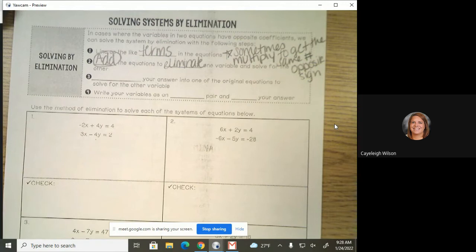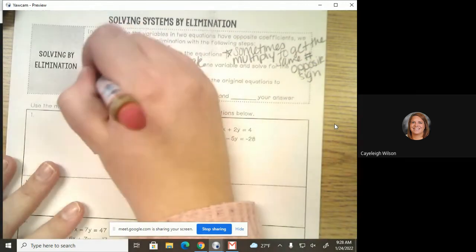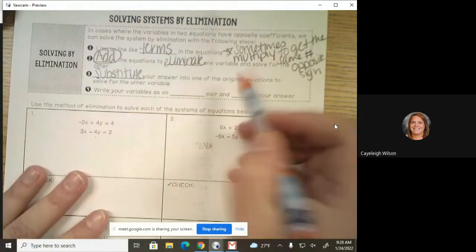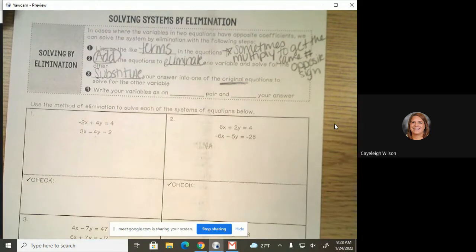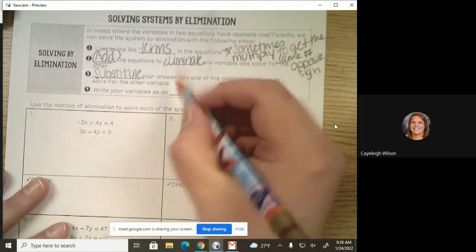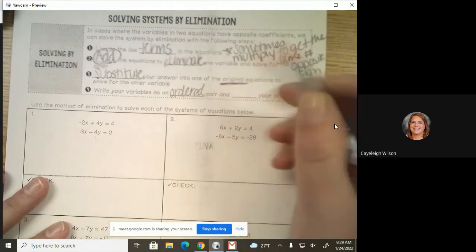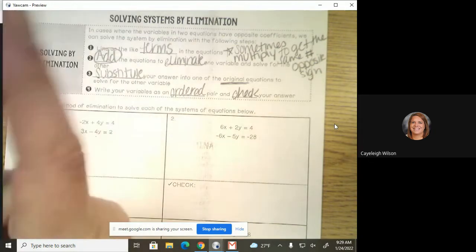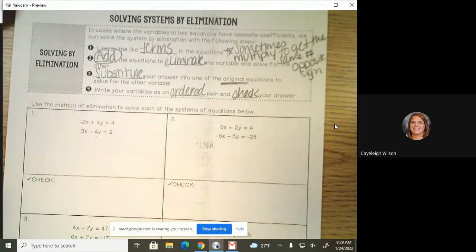Once you get one of your variables, you're going to sub it back in. So this would be like what we've been doing. You're going to substitute your answer into one of the original equations to solve for the other variable. And then just like the other one, you're going to write your final answer as an ordered pair and check it. This way is way easier than substitution.